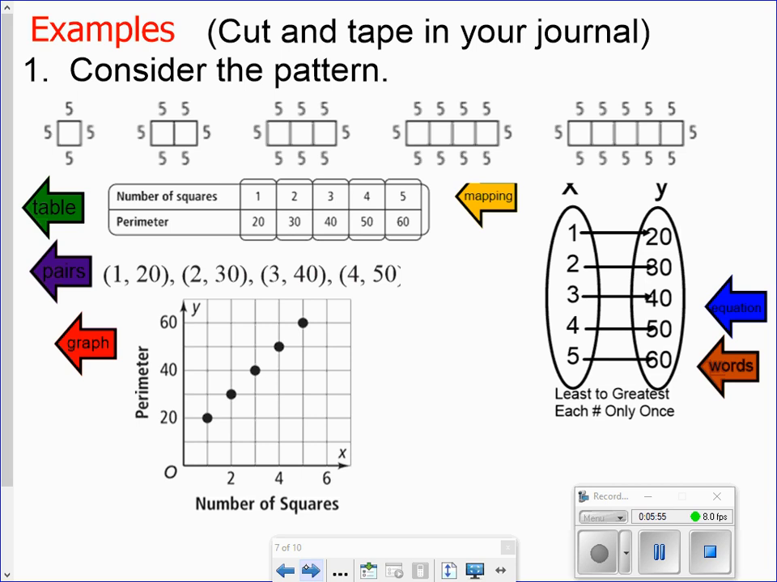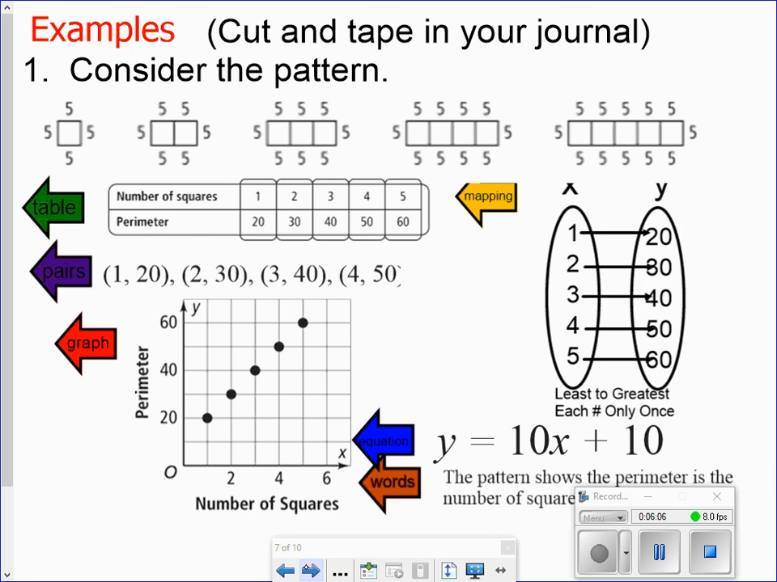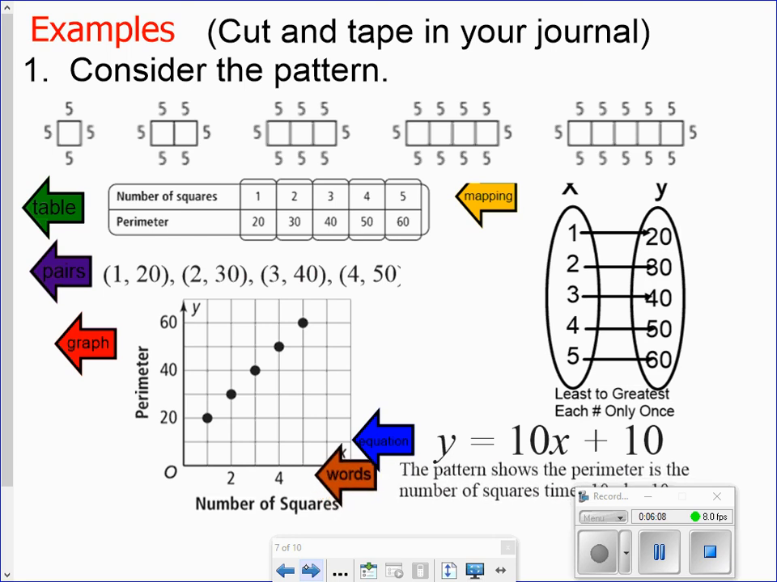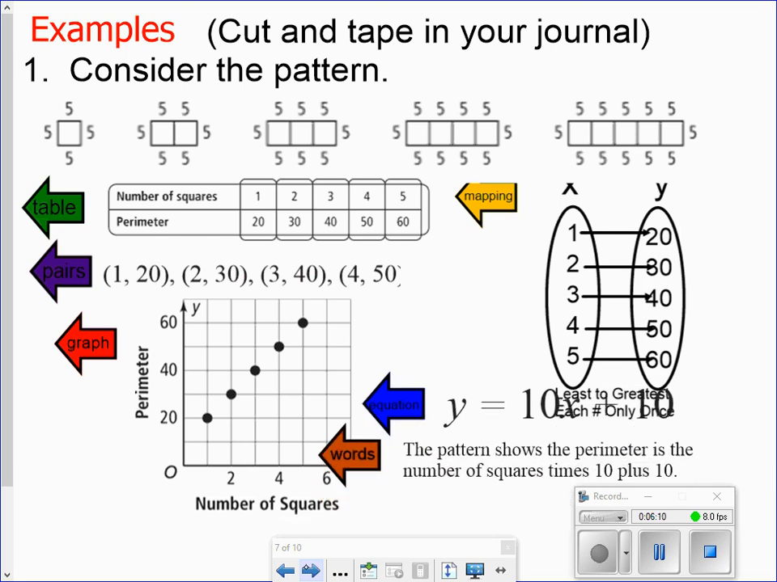You can also organize this pattern as an equation. So we see that to get the perimeter, which is y, you take the number of squares, multiply it by 10, and then add 10 to it. And if we were going to describe that using words, it's exactly what we would say. So we would say this pattern shows that the perimeter is the number of squares times 10 plus 10.